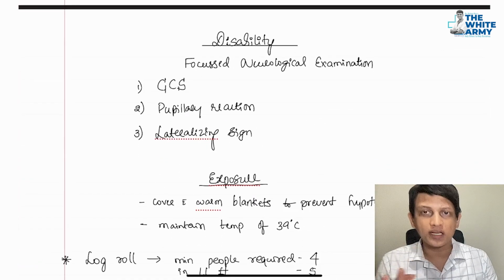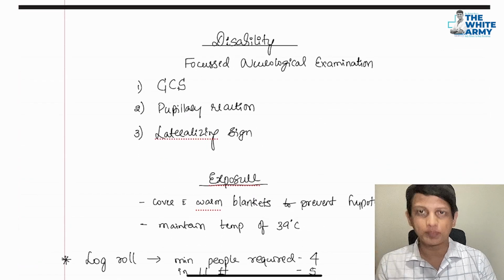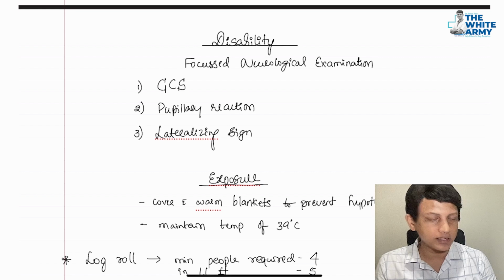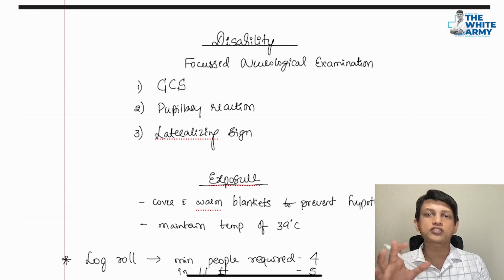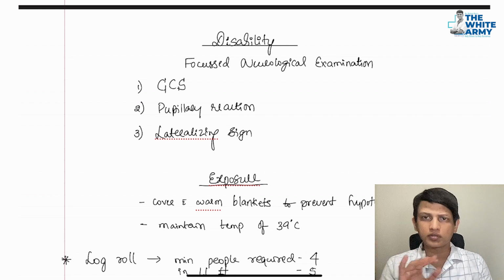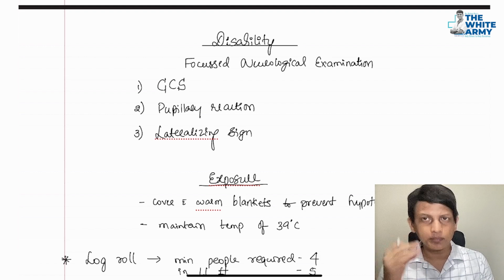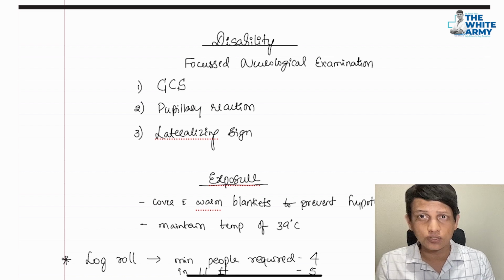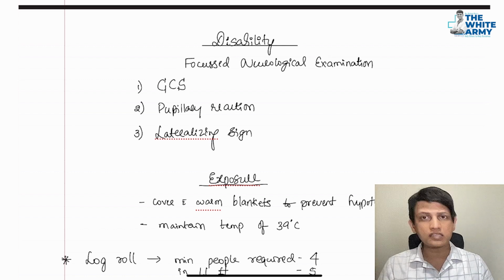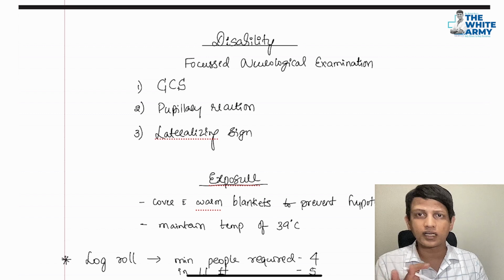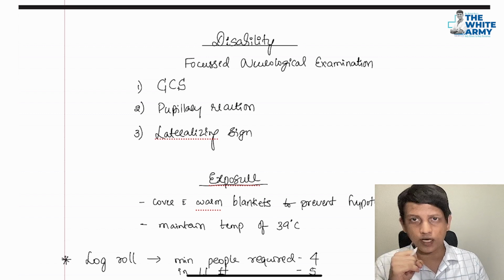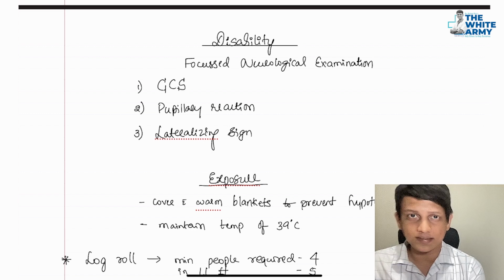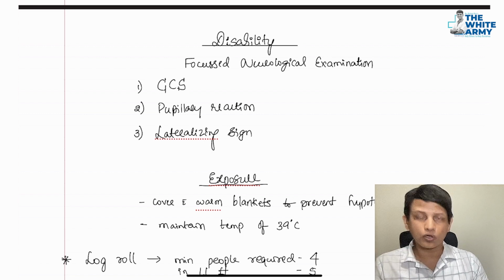Next, after you manage the circulation, then go for disability. In disability, mainly you do the focused neurological examination, not detailed, but mainly you check the GCS, pupillary reaction, and any lateralizing signs. What are these details, we will learn in the next class on head injury. I'll take it, then we'll discuss in detail about the GCS, what are pupillary reactions, what are the lateralizing signs, etc. Okay, these are about the neurological examination.